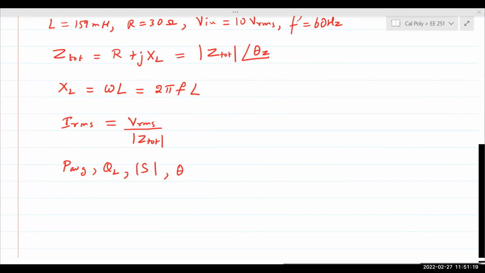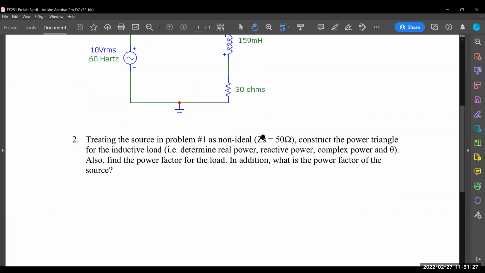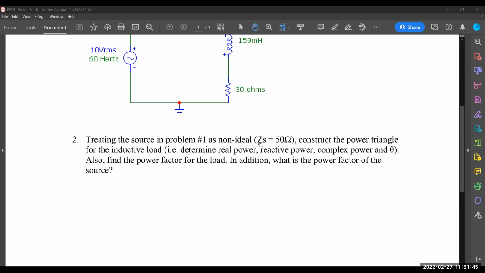Now, question number 2 is very similar. The only difference is in question number 2, now ZS, the source, has some impedance, which is 50 ohms. So all you would need to do is add that impedance in your equation for Z total. So ZS is 50 ohms. So let's see how you're going to do that.